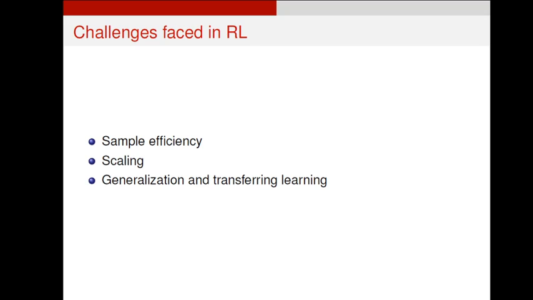The three important challenges faced by reinforcement learning are sample efficiency, scaling, and generalization and transfer learning. Sample efficiency means that in order to get the agent trained, we have to repeat the episodes a large number of times. That means we need more samples to get better training or better learning for this agent. For a large reinforcement learning environment, it may not be practical.